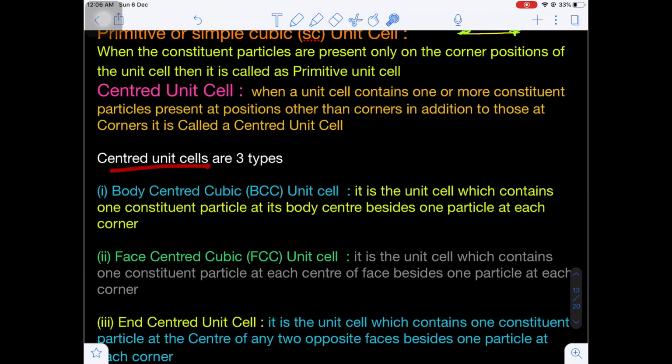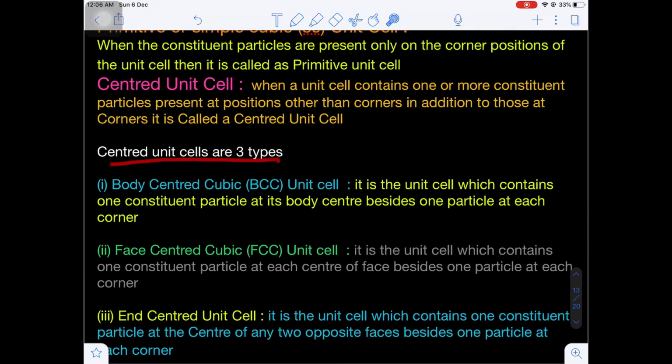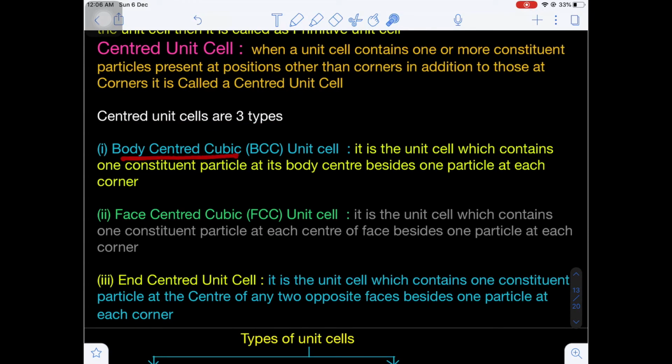So here the centered unit cells are again categorized into 3 types. Number 1, body centered cubic unit cell. Number 2, face centered cubic unit cell. Number 3, end centered unit cell. Now in the body centered cubic unit cell, apart from the corners of a unit cell, there is one particle present at the body center. One particle will be present at the center of the body in addition to the particles present at the corners.